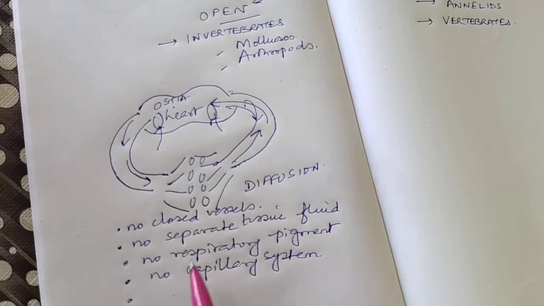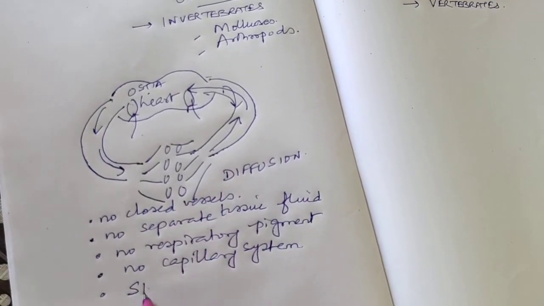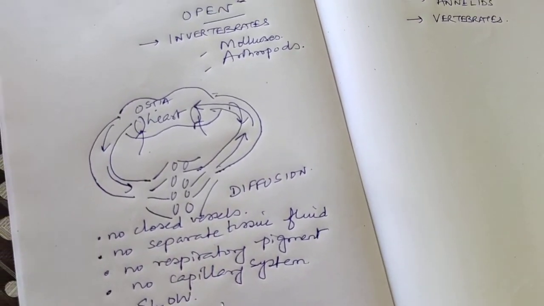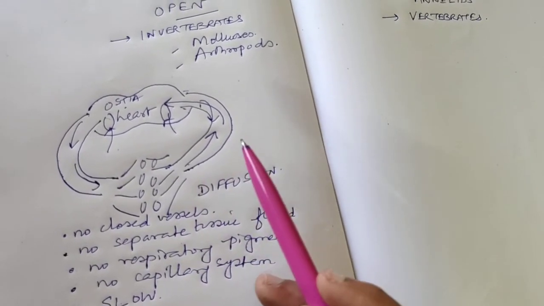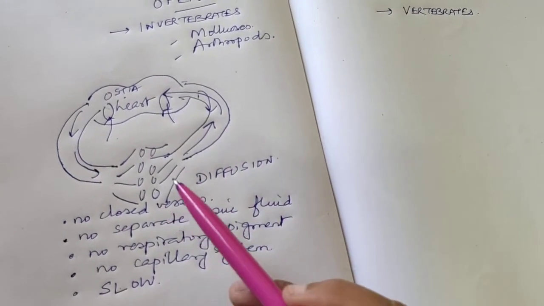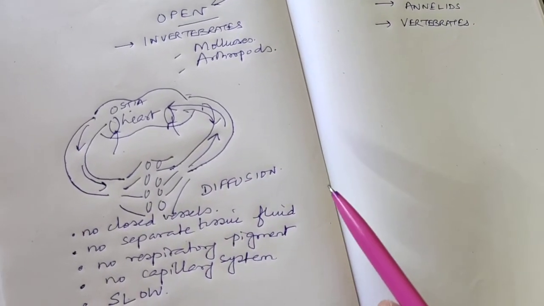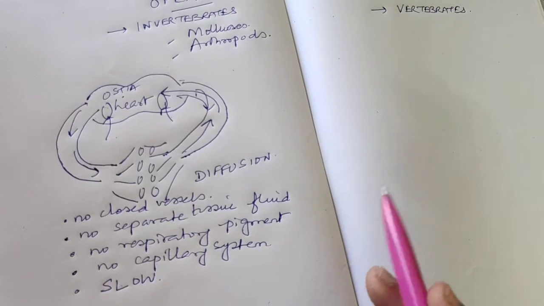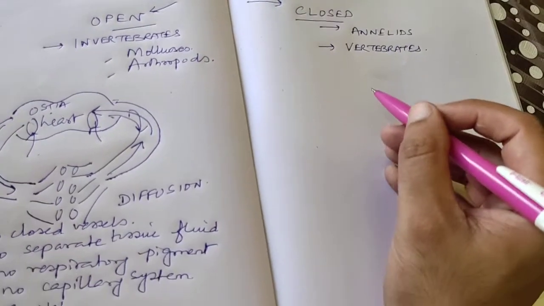Most importantly, the entire circuit is a slow one. So you will find the metabolic activity of these animals, like the clams, the snails, the mollusks and other invertebrates, is rather less compared to the vertebrates. How is it then in the vertebrates?